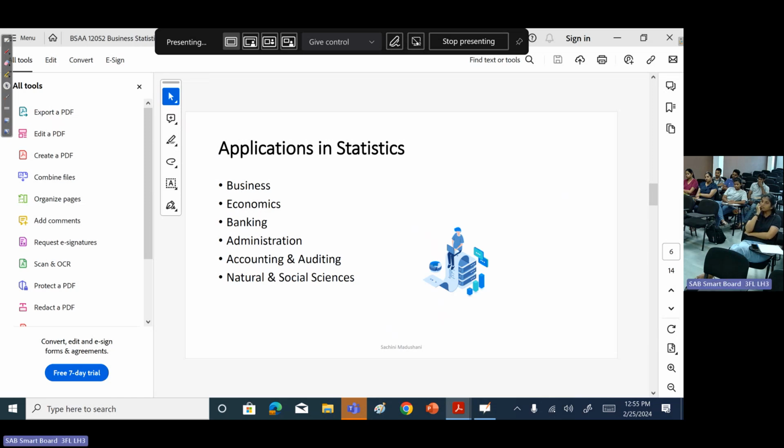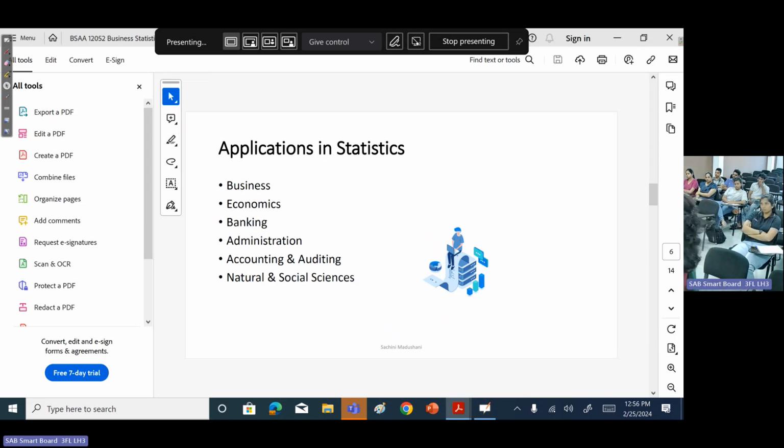Administration, how they use the statistics. The government makes decisions based on statistical techniques. If they want to increase the salary of employees based on the living cost, they identify how much to increase according to the living cost. They can use index numbers and forecasting techniques. Those kinds of techniques are from the statistics subject.